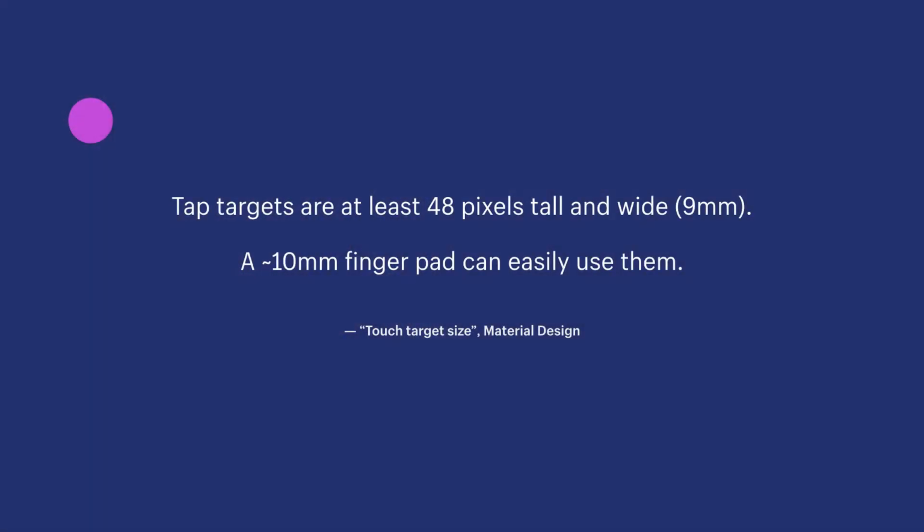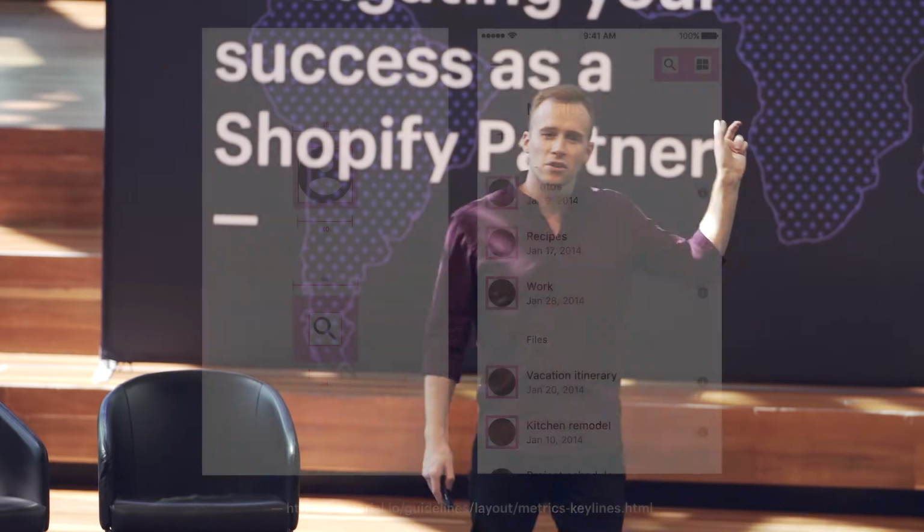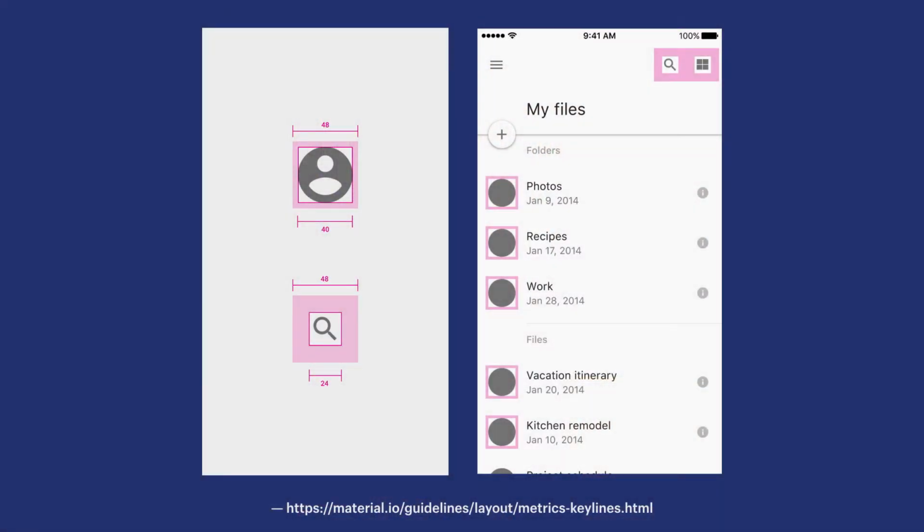Well, if we take a page from Google, specifically Material Design, they recommend a touch target size of 48 by 48 pixels, so that a 10mm finger pad could easily use it. So for visual reference, in preparation for this presentation, I measured my own finger, and what this recommendation comes down to, that pink circle, is about the size of my fingernail. And this 48 by 48 is only talking about the touch target size, the surface area. That doesn't mean all our buttons and our icons now suddenly need to be that big.